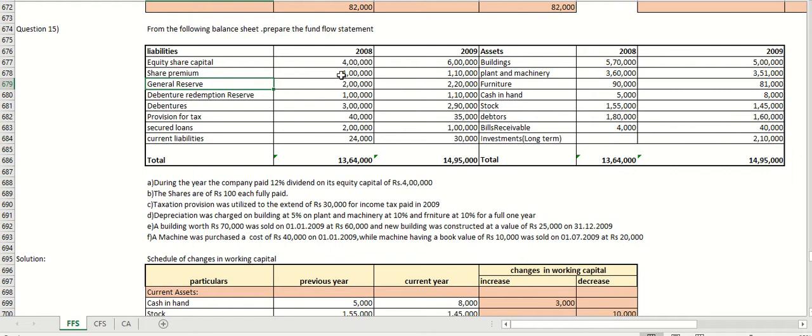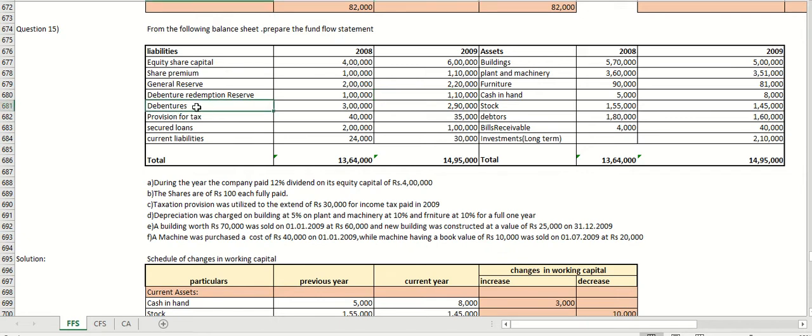Hence, we will consider this balance in your profit and loss adjustment account. So, in your profit and loss adjustment account, this 2 lakhs will be the opening balance and 2,20,000 will be your closing balance. Debenture redemption reserve will be taken in your profit and loss adjustment account. So, debenture has been redeemed. Last year it is 1 lakh, and this year it is 1,10,000, which is a debenture redemption reserve. So it is a transfer to redemption reserve, and we'll consider it in your profit and loss adjustment account as transfer to redemption reserve.